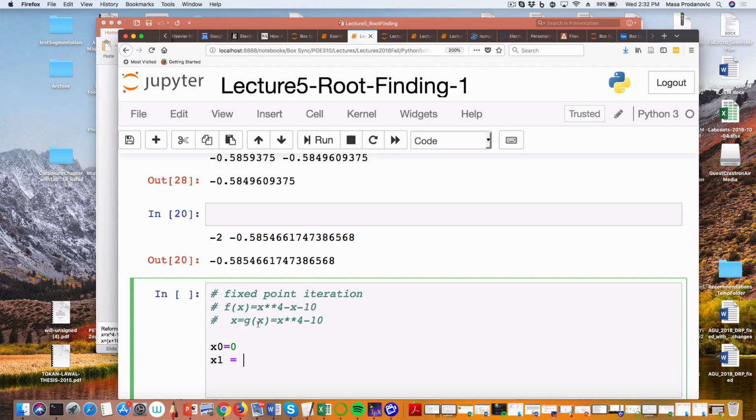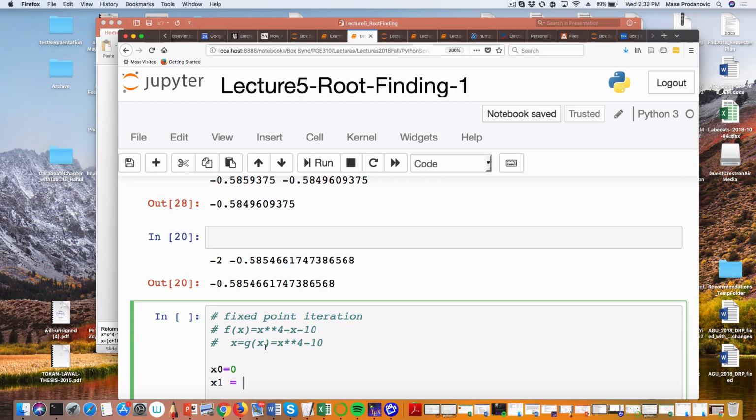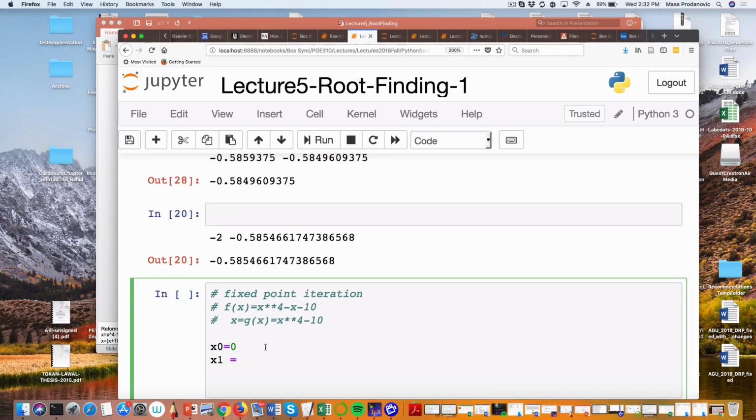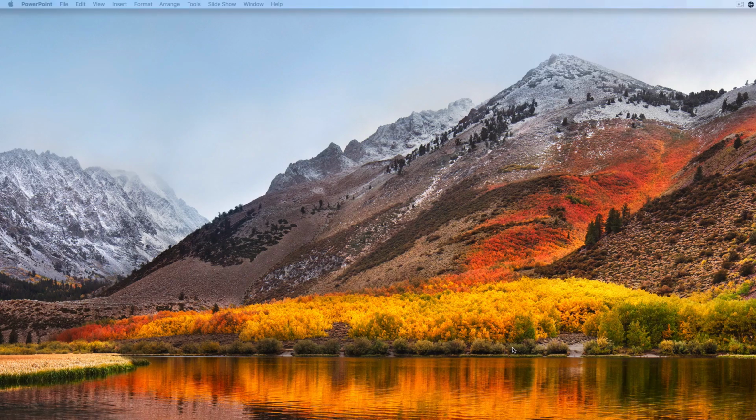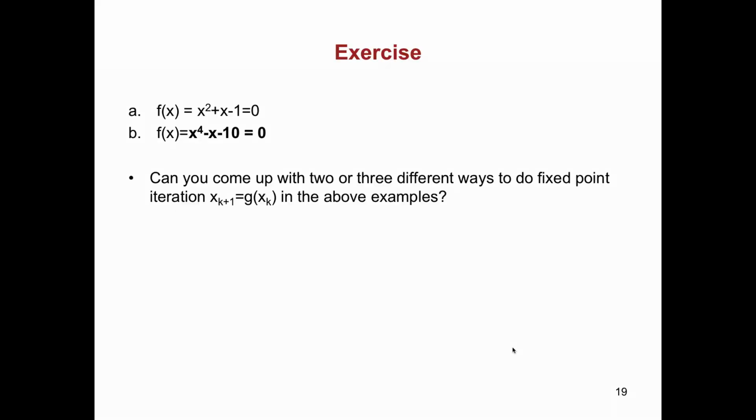So I just want to compute it in terms of x0. So what is it in terms of x0? Okay, it's g of x0. I'm programming. I wasn't actually looking for an actual number.